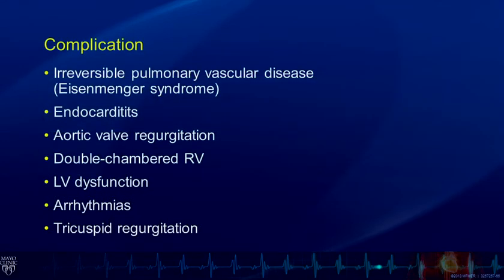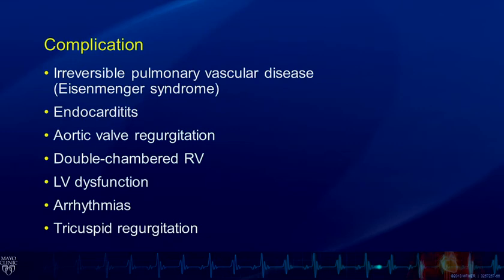Well, complications of ventricular septal defect are significant and unfortunately quite prevalent. Large ventricular septal defects will result in irreversible pulmonary vascular disease, usually in childhood. This is called the Eisenmenger syndrome. Small ventricular septal defects with their high velocity jet lesion can result in endocarditis. Aortic valve regurgitation is unfortunately a complication of defects that have prolapse of any of the cusps of the aortic valve into the defect itself.